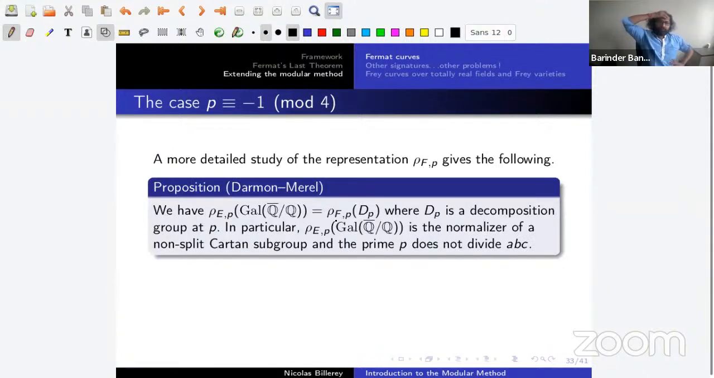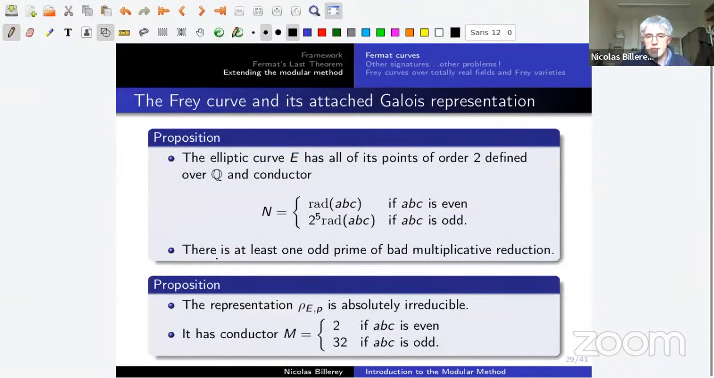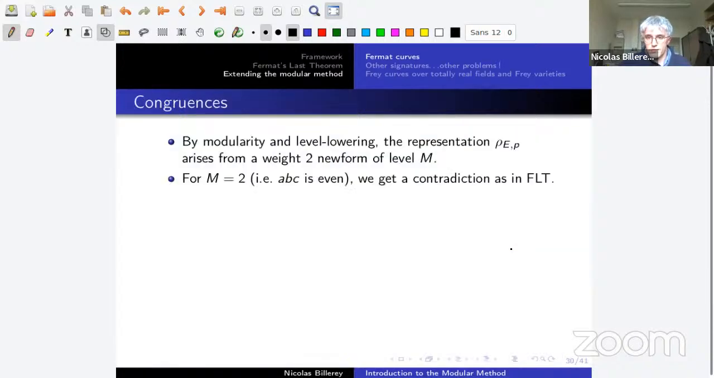Do we know that the j-invariant of the Frey curve is not an integer in this case? Yes, we know that because of our assumption that (a, b, c) is a non-trivial solution. Because (a, b, c) is a non-trivial solution, we know that there is at least one odd prime of bad multiplicative reduction. That implies the j-invariant is not integral.